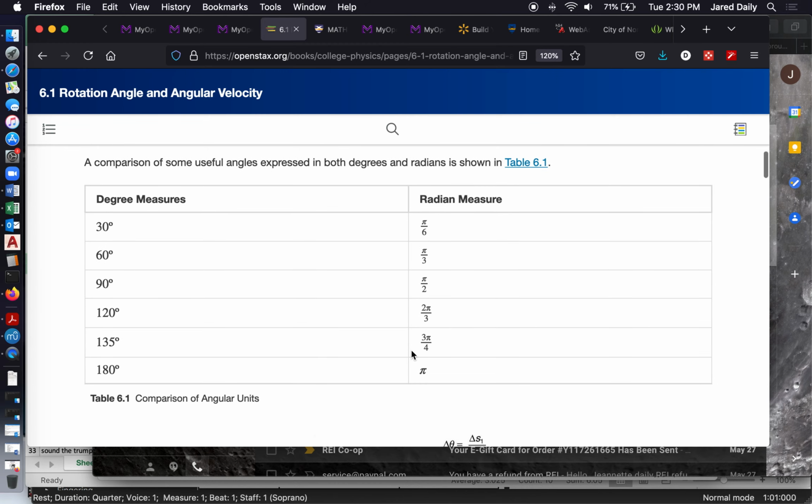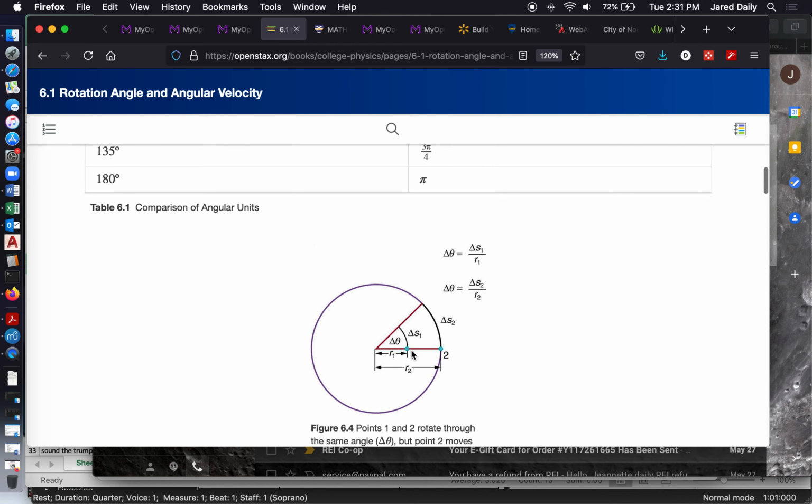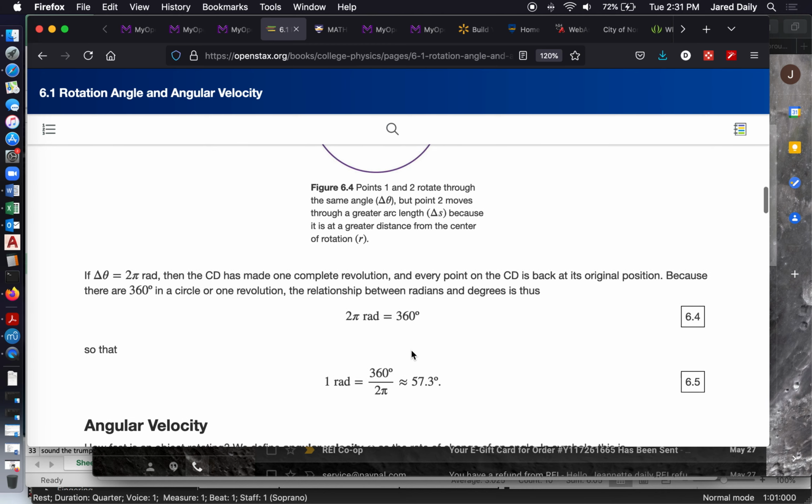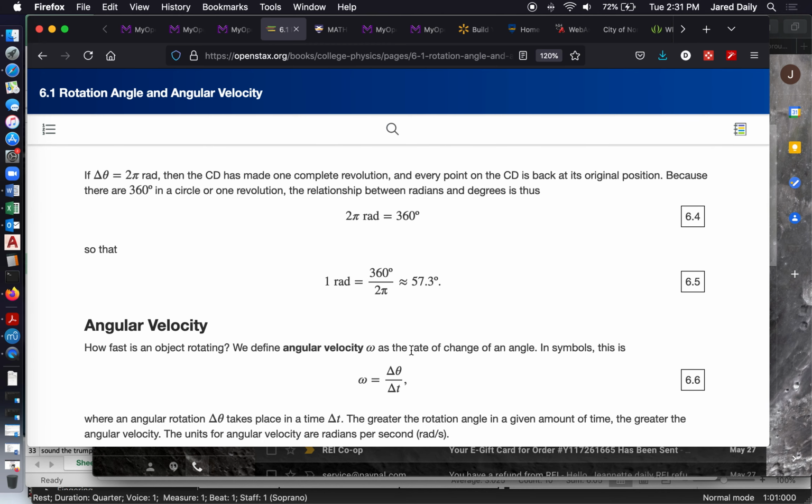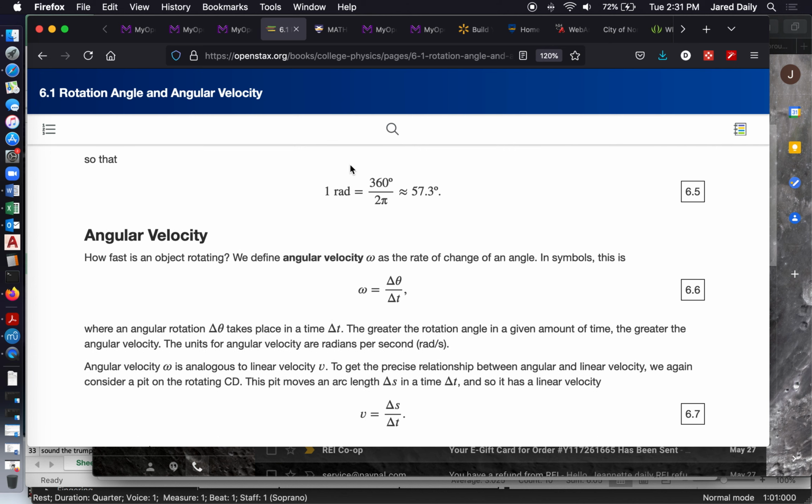Here they have a table of comparisons between degrees and radians for 30, 60, 90, 120, 135, and 180 degrees, and so on. So there you have your conversion factor, right? Your conversion factor is right here from radians to degrees or degrees to radians. And then the next thing we want to do is talk about how fast something might be rotating. So the amount of angle every second, and we call that angular velocity. And it is going to be delta theta over delta t.